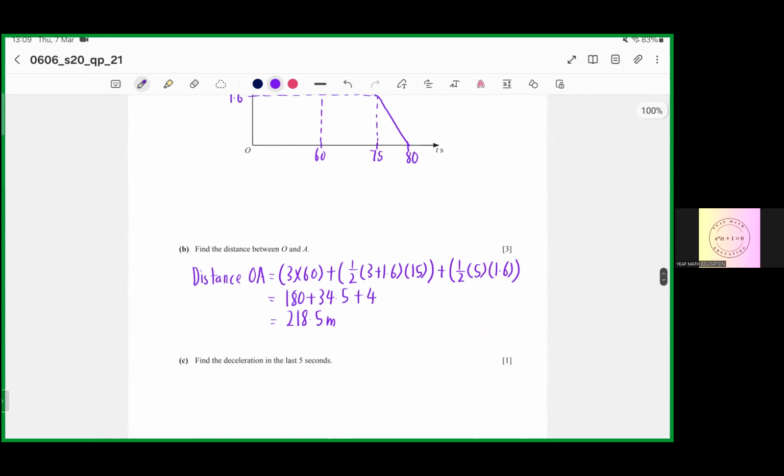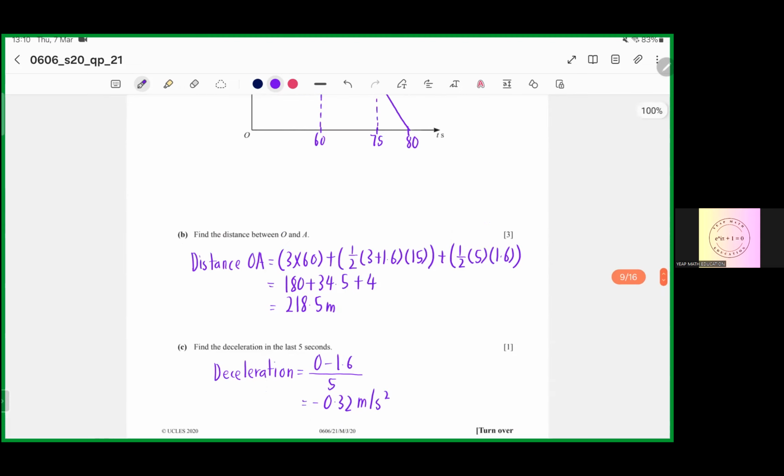Okay, we do 0 minus 1.6 over 5, and we get negative 0.32 meters per second squared.